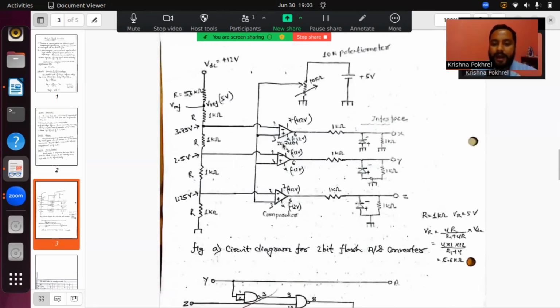Okay, we need IC741. This is the 2 number terminal, this is the 3 number terminal, and the output is the 6 number terminal. The one above is the 7 number terminal, which will be supplied with plus 12 volt, and the one below is the 4 number terminal, which will be supplied with minus 12 volt. As we can see, we can give this 2 number terminal 3.75 volt. And what about this 3 number terminal?